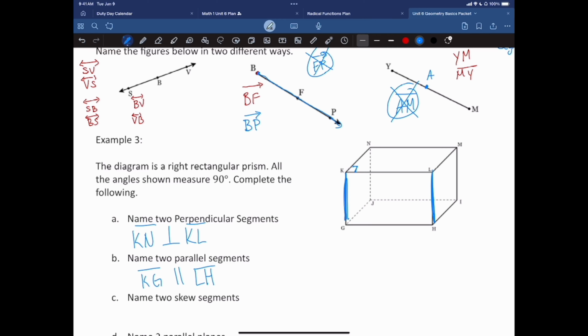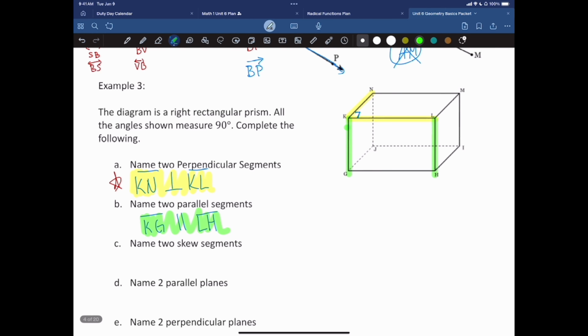Okay, let's star this. Let's highlight this to make it a little easier to see so you can come back. So we have KN and KL. Then we have KG and LH. Let's go and erase that. Let's try that again. Oh, dang it. Too much. Highlighter. KG and LH. Okay, so now I'm going to do 2 skew segments.